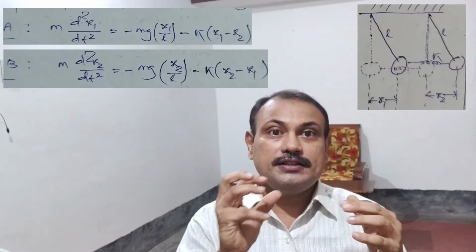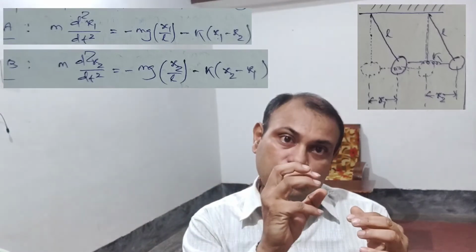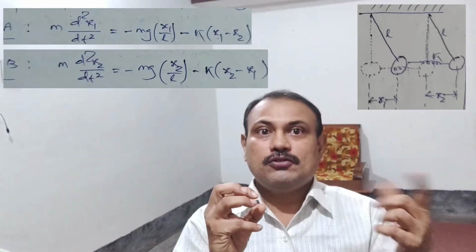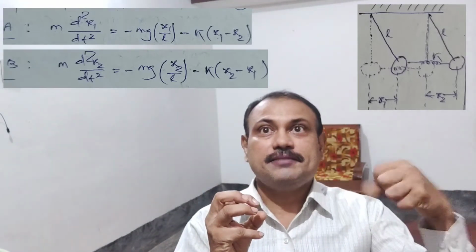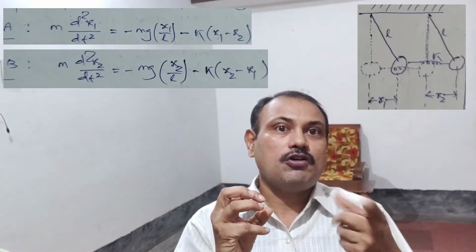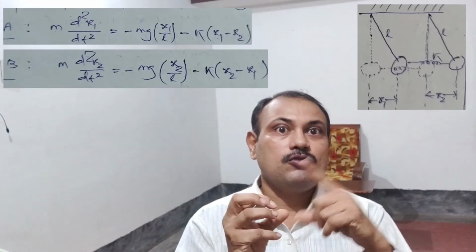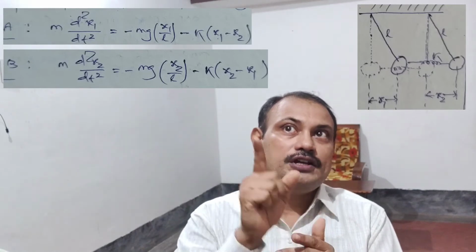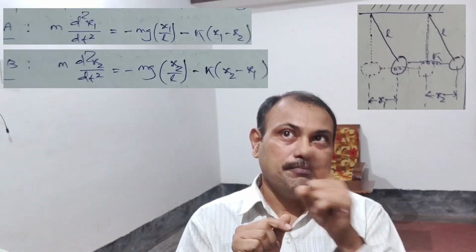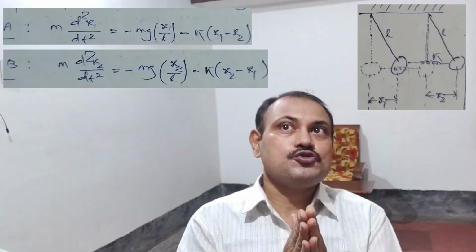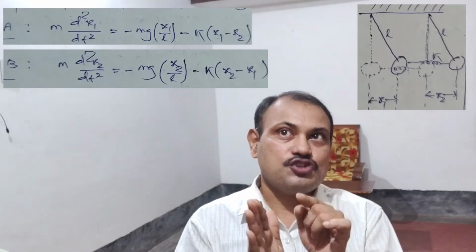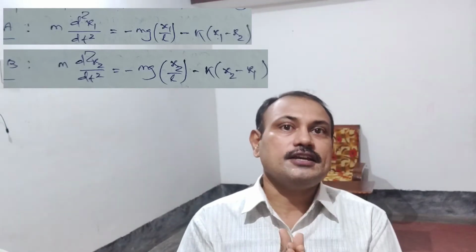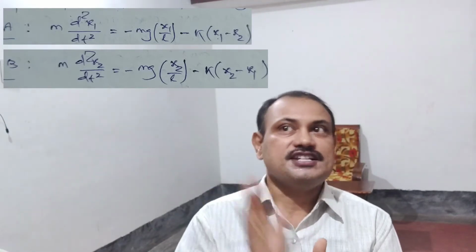It is because when pendulum A gets a restoring force due to the spring in one direction, the other pendulum tries to pull it in the reverse direction. That means the restoring forces on pendulum A and pendulum B are exactly opposite to each other. That is how the terms you have written, minus k (x1 minus x2) and minus k (x2 minus x1), are opposite to each other. This is the important thing you must focus on in the discussion.